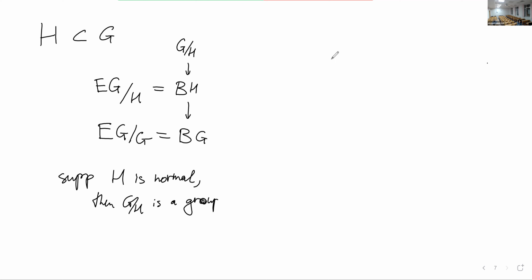And then we have another fiber bundle. Namely, we have VG goes to VG by H. And it turns out that the fiber is VH. And so if we turn this map into a fibration, the fiber is VH.